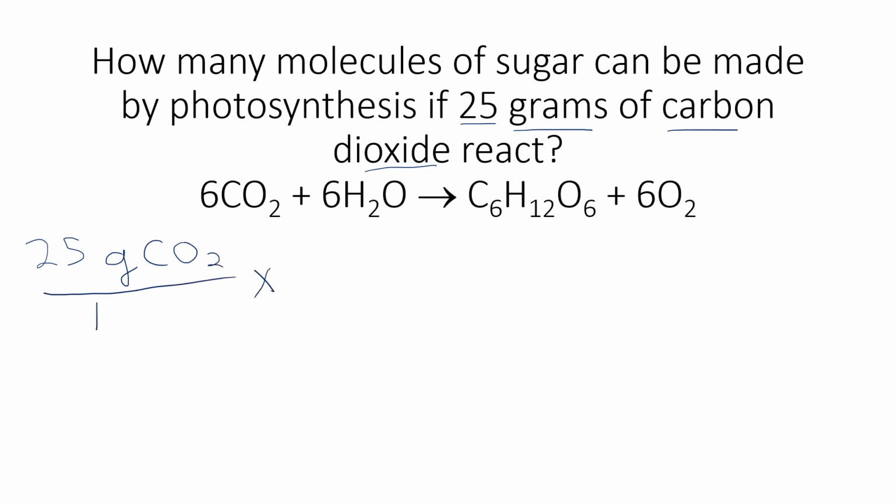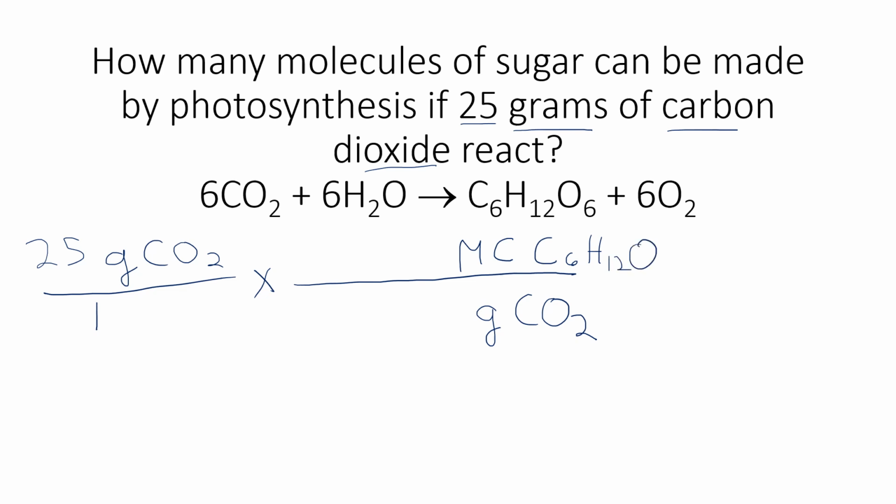Now I'm going to multiply this by a conversion factor. The bottom of this conversion factor needs to match the unit and the chemical of what we were given. We were given 25 grams CO2, so the unit and the chemical on that are grams of CO2. The top needs to match the unit and the chemical of what we're asked to find. Well, the sentence starts, how many molecules of sugar? So that tells me the unit is molecules and the chemical is sugar, C6H12O6.